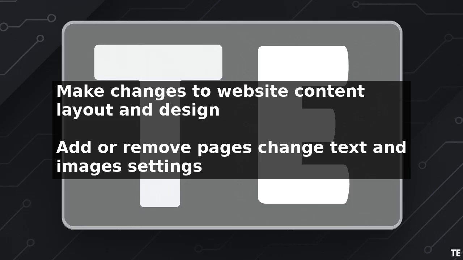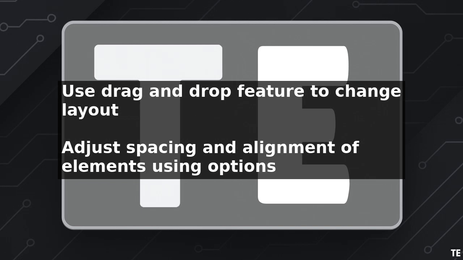If you want to change the layout of your website, you can use the drag and drop feature to move elements around. You can also use the layout options to change the spacing and alignment of elements. When you are finished making changes, click on the Publish button to update your live website. Note that any changes you make will only be visible on your live website after you click Publish.